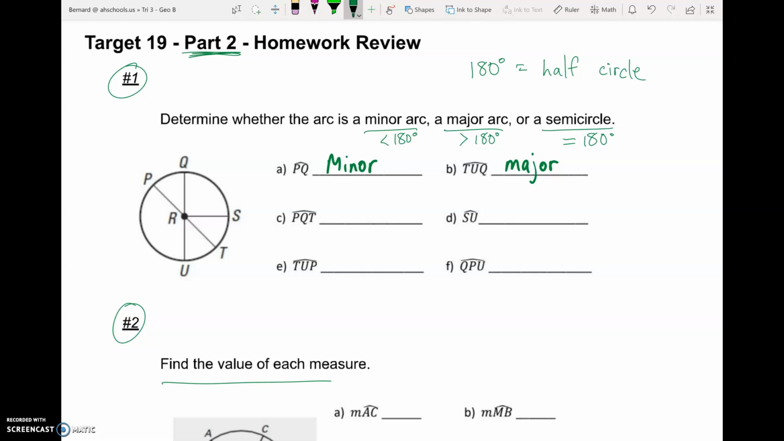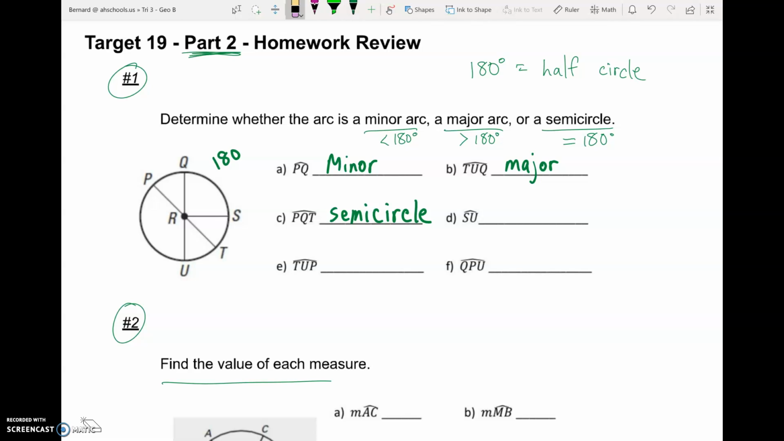Next one, PQT. So P to Q to T. And so this one can be kind of tough. One thing we want to notice is that if we literally connect P to T straight to it, that's called a diameter, right? It's a line where its ends are on the edge of the circle and it goes straight through the center. Diameters cut our circle in half, and so P to Q to T is going to be 180 degrees, which makes it a semicircle. All right, let's keep going.